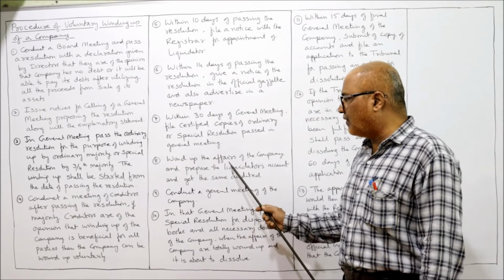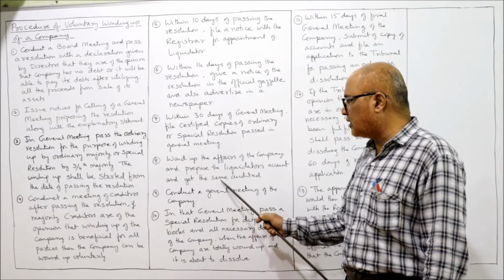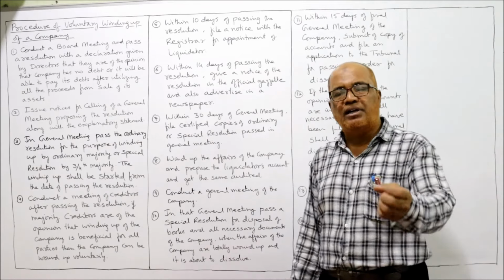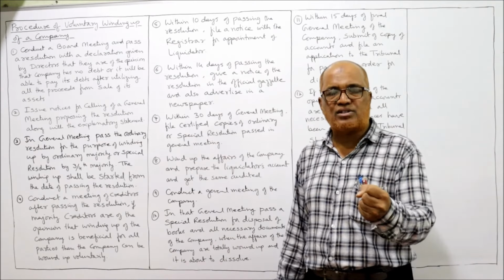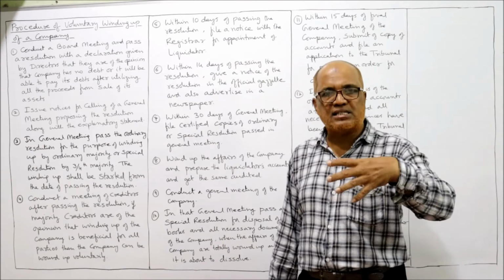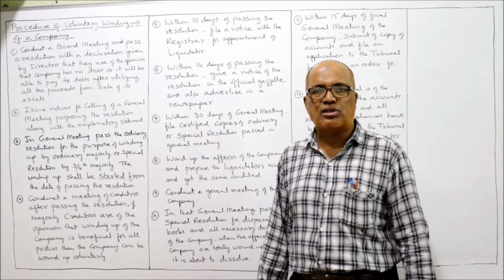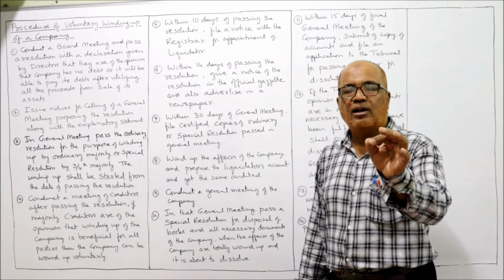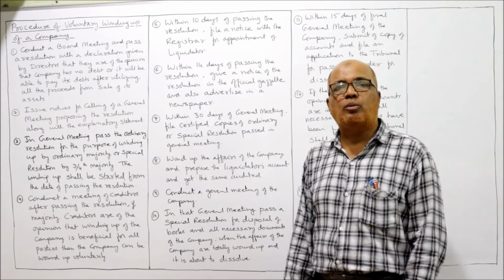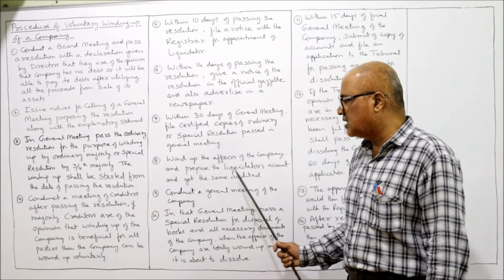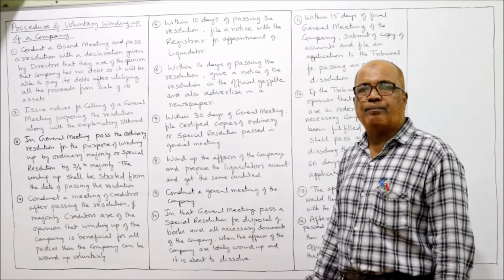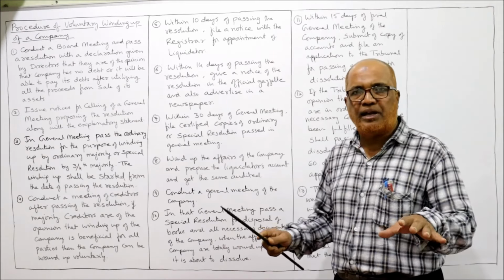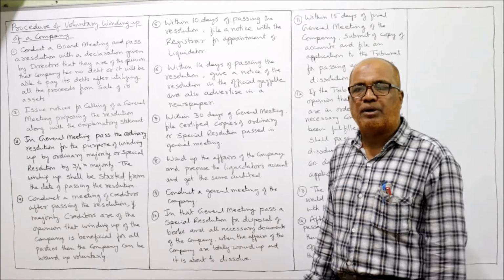Then wind up the affairs of the company, prepare the liquidator's account and get the same audited. After appointing the liquidator, he will take charge of the company's affairs. He will dispose of all the assets, pay the liabilities, and settle the accounts. He will make a statement called liquidator's statement. That liquidator's final statement of account should be audited by the auditors. Then conduct a general meeting of the company. That means the company has been wound up. The liquidator has completed his obligation and prepared the final statement of account.